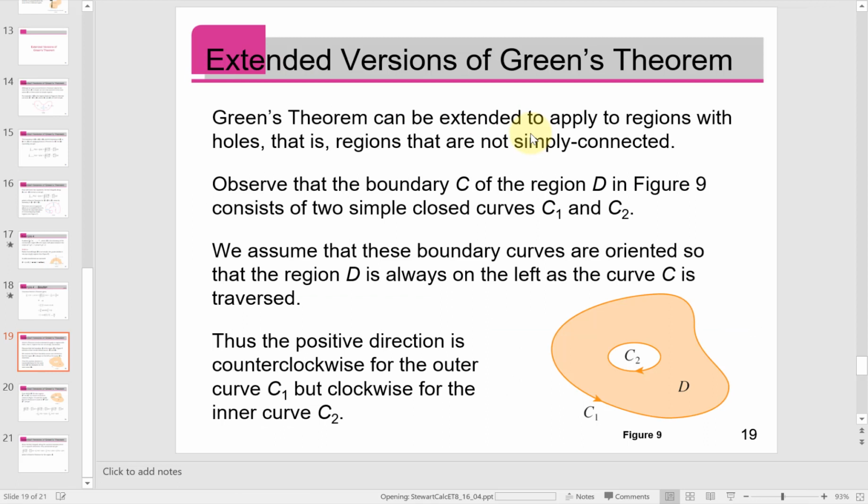Green's theorem can be extended to apply to regions with holes, that is, regions that are not simply connected. Observe that the boundary C of the region D shown in figure 9 here consists of two simple closed curves, C1 and C2. We assume that these boundary curves are oriented so that the region D is always on the left as the curve C is traversed. This is the positive orientation. So the positive direction is counterclockwise for the outer curve C1, but clockwise for the inner curve C2.